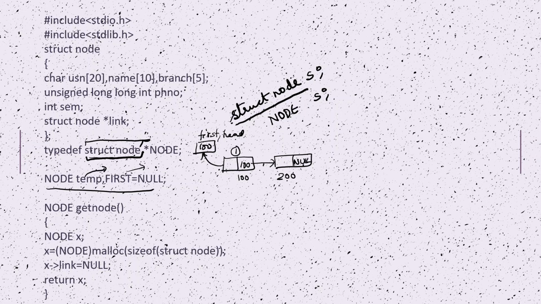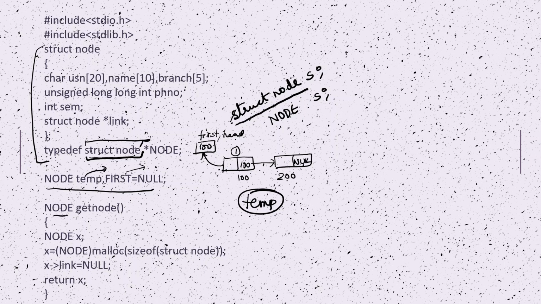This particular node does not have any data type, it's just a pointer that will store the address of the first node. So this is your first part. Now I have used temp. Temp is my current node. Now I will try to allocate the memory. I will create that one.